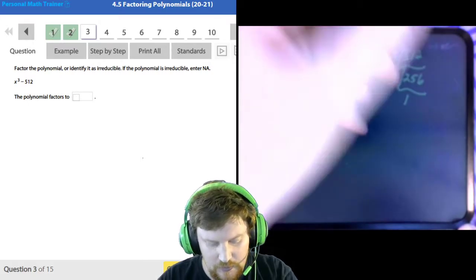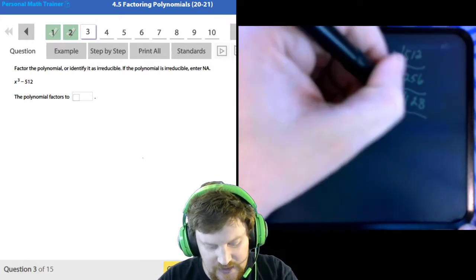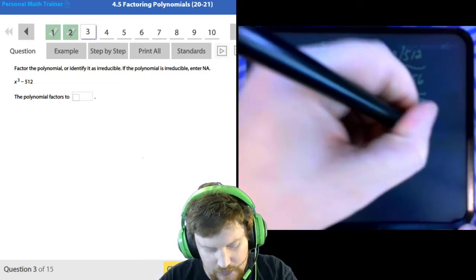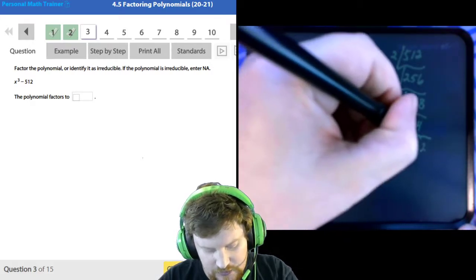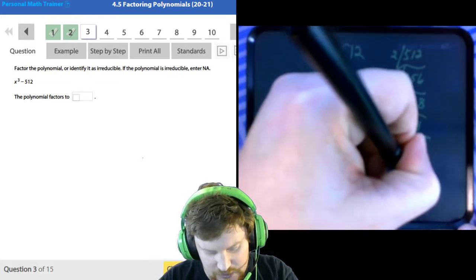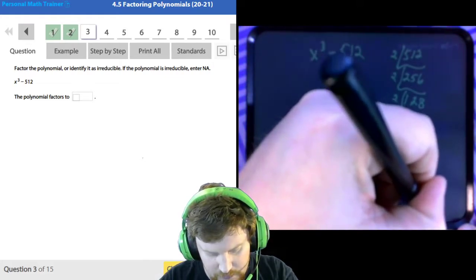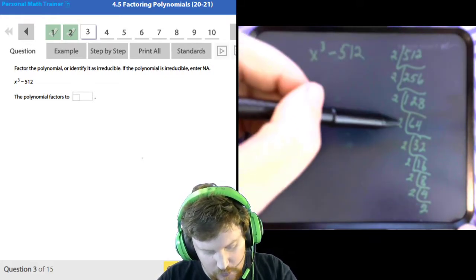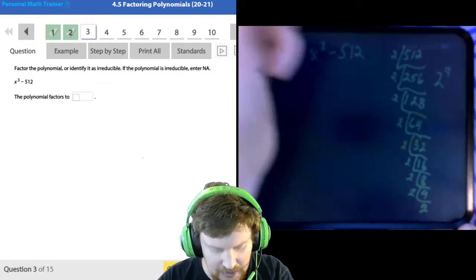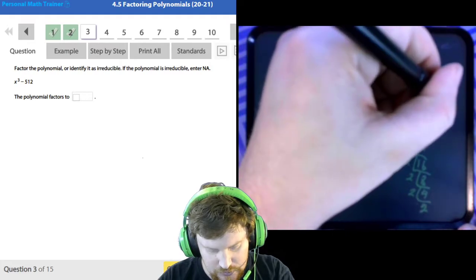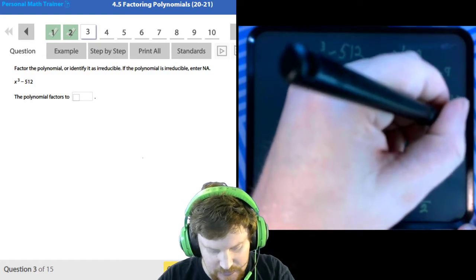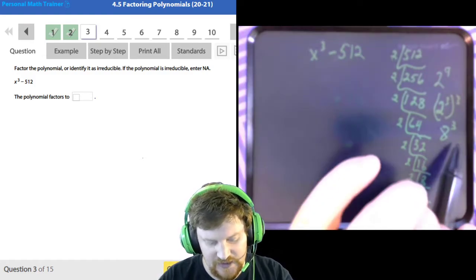That's 128. Divide that by 2. And that is 64, divided by 2 is 32. Divided by 2 is 16. Divided by 2 is 8. Divided by 2 is 4. Divided by 2 is 2. So 1, 2, 3, 1, 2, 3, 1, 2, 3. So this is actually 2 to the 9th power, which is 2 to the 3rd power raised to the 3rd power. 2 to the 3rd power is 8 cubed. So 512 is 8 cubed.